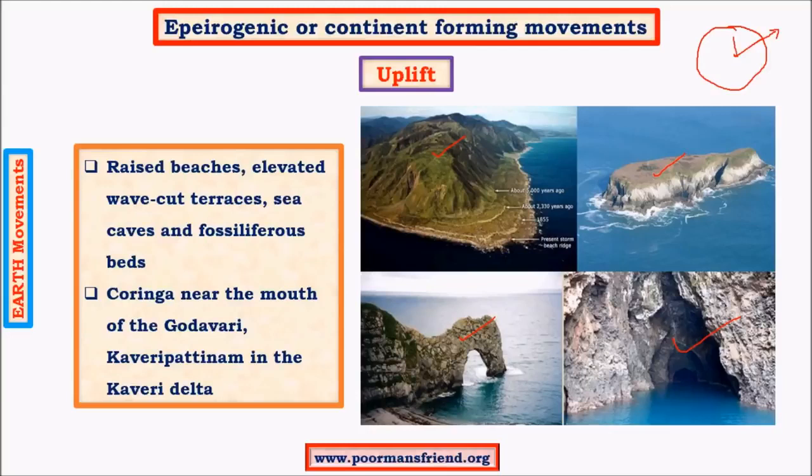And there is one more movement, which is called subsidence. Usually in subsidence the movement will be towards the center, that is, there is sinking towards the center of the earth. Examples of uplifted landforms are Koringa near the mouth of the Godavari and Kaveripattinam in the Kaveri Delta. Koringa is a very important place because it's a wildlife sanctuary. It is a marine or mangrove forest and is also a bird sanctuary. So it would be a good question under the environment section and an important one for prelims. Kaveripattinam is a historical place in the Kaveri Delta. These two are examples of uplifted landforms.